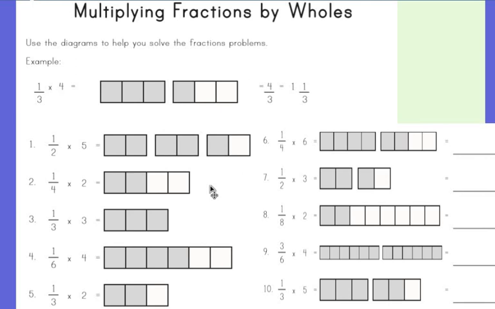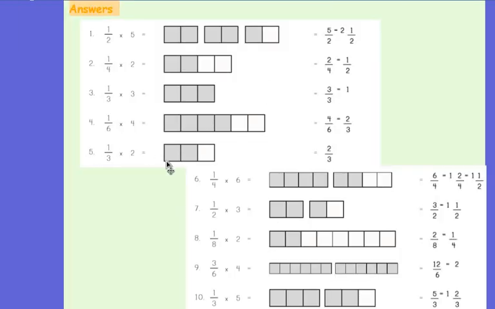Right, Year 7, in your light blue books, can you please pause the video for about 10 minutes and have a go at these questions? I've already drawn out the diagram for you. So for the first one, I've said 1/3 times 4. I've shown you what 4 lots of 1/3 looks like to help you out. Please pause and have a go at these questions now, please. And these are the answers. Please check your work and see how you did.